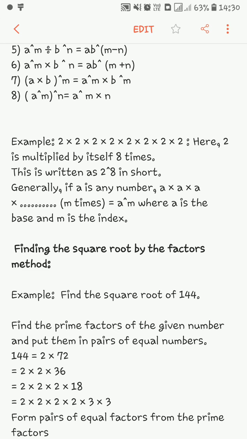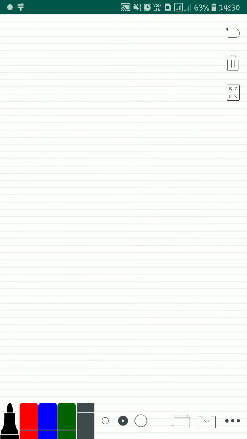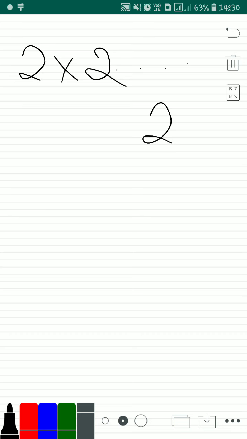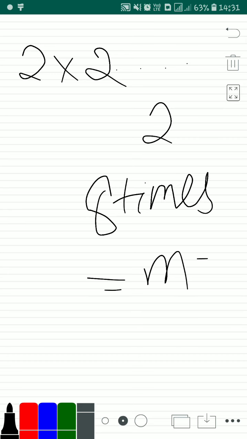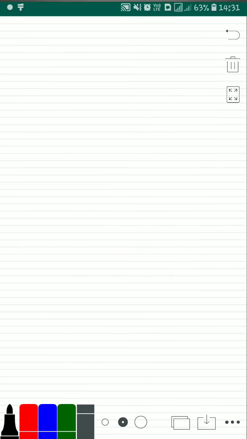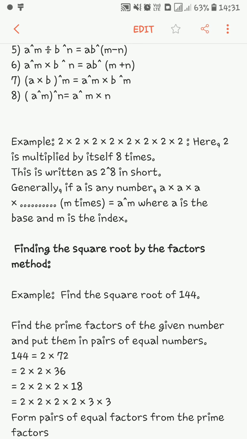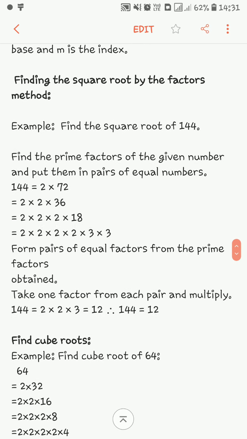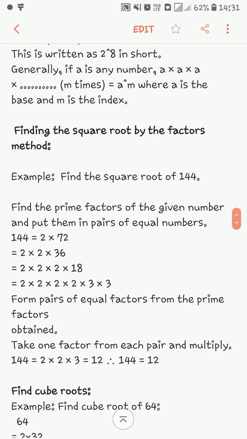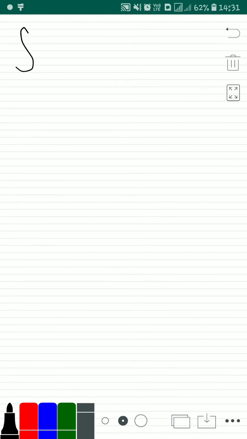Generally, if a is any number multiplied m times, then it is a raised to m, where a is the base and m is the index. The same way I told you in the example, you can see that 2 is written 8 times, so 8 becomes the m according to the formula, and 2 becomes the a according to the formula. This is the way the index is explained. Now finding the square root by factors. Before finding the square roots, you need to know how to find squares.